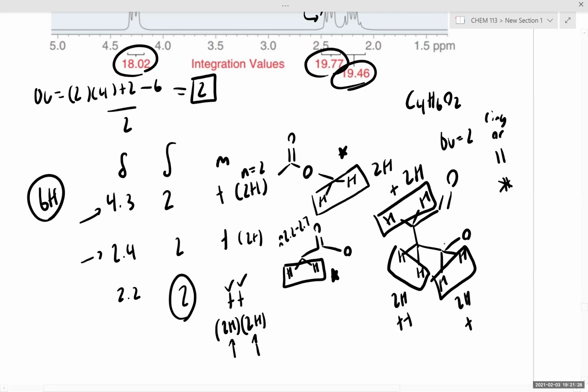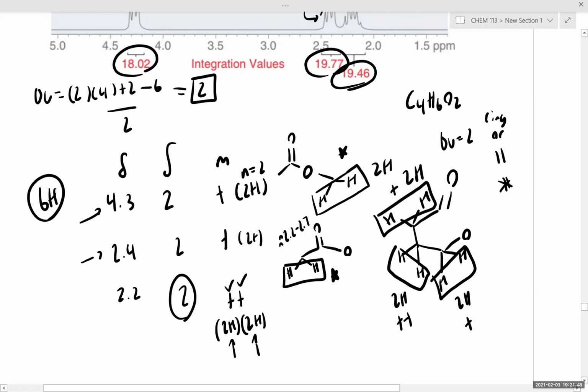We have less hydrogens. Yeah, that's one reason. But what else? We have 4 carbons already used, right? Can we draw a double bond onto this structure when we've used up all of our carbons? No. So we're out of double bond carbons.